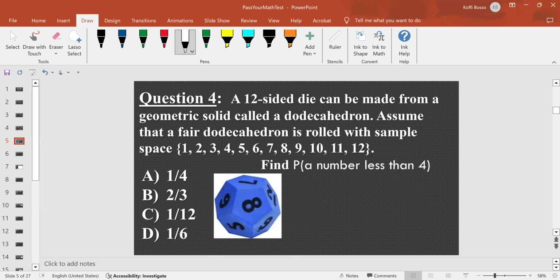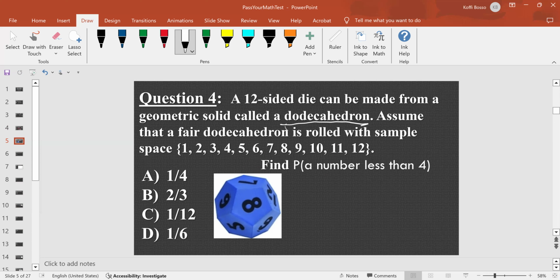Okay, let's continue. Question number 4. A 12-sided die. I understand that here we have a die with 6 sides, but we also have a die with 12 sides, which is the case here. A 12-sided die can be made from a geometric solid called a dodecahedron. Yes, that is the name of the die with 12 sides. So assume that a fair dodecahedron is rolled with a sample space 1, 2, 3, up to 12.